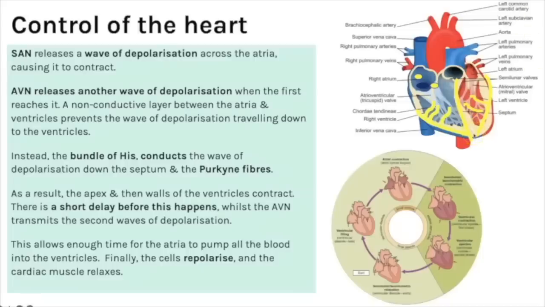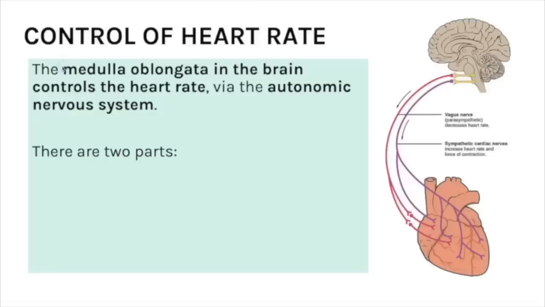And that's an advantage because it's a bit like squeezing toothpaste out of your toothpaste tube. If you squeeze from the bottom upwards, you're going to get all the toothpaste out. And it's the same here. Squeezing and contracting that cardiac muscle from the bottom, then upwards, forces all of the blood out of the heart. Finally, all of the cells repolarize, and that causes the cardiac muscle to relax, and then the cycle happens again when the SAN releases another wave of depolarization.